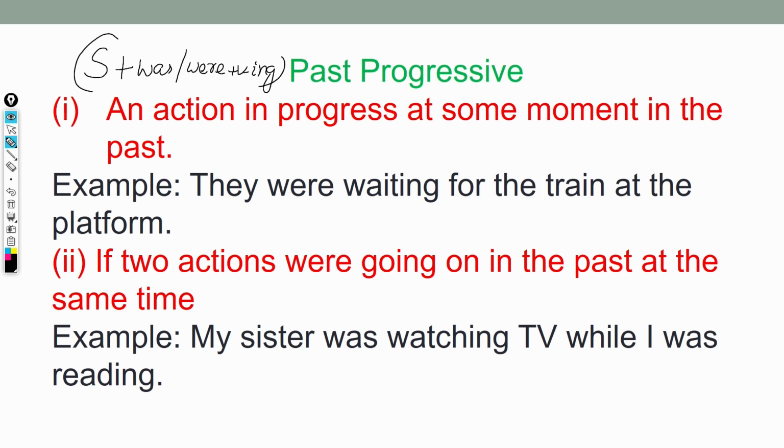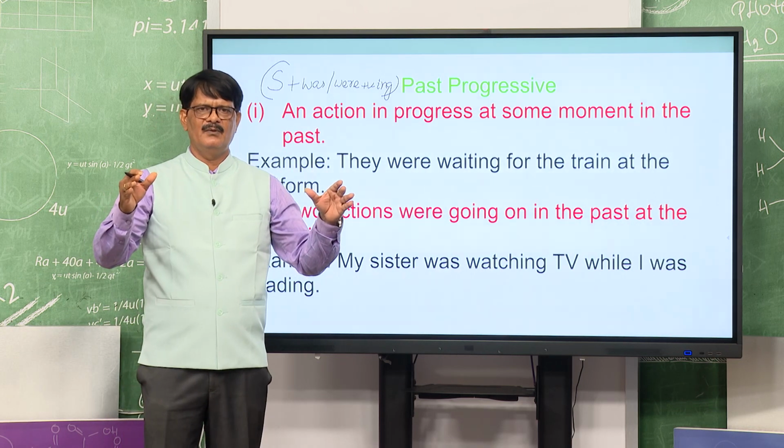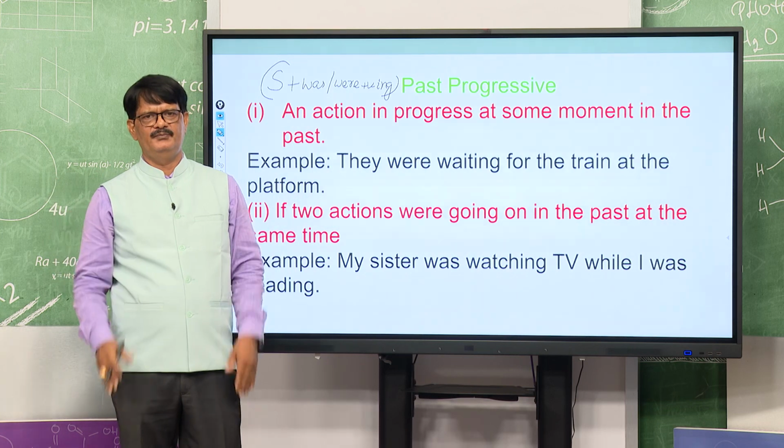Where will it be used? Okay. You have read in class 9, an action in progress at some moment in the past. In the past, for some time the action was going on. For example, they were waiting for the train at the platform. That means it was in the past, they were waiting for some time. Okay. The action was going on.